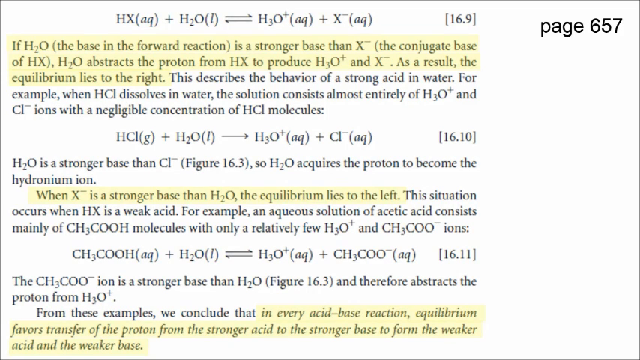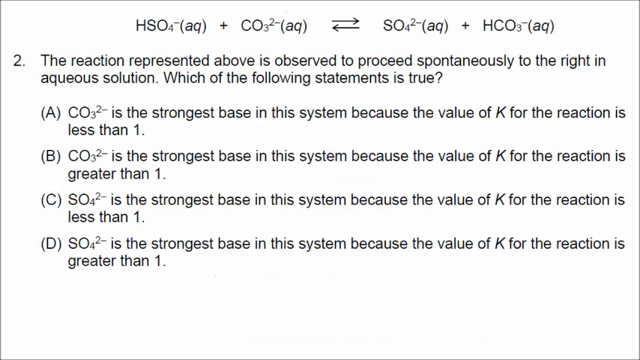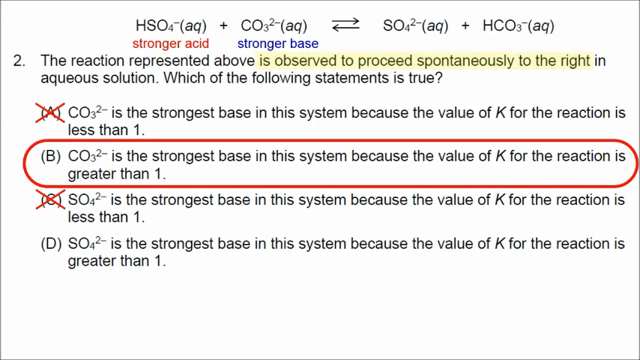In every acid-base reaction, equilibrium favors the transfer of the proton from the stronger acid to the stronger base to form the weaker acid and the weaker base. So because this reaction is observed to proceed spontaneously to the right, that means that the value of K for this reaction is greater than 1. So the correct answer is either B or D. On the left we have an acid and a base, but since the reaction is driven to the right, then carbonate, CO3 2-, is the stronger base. So the correct answer is B.